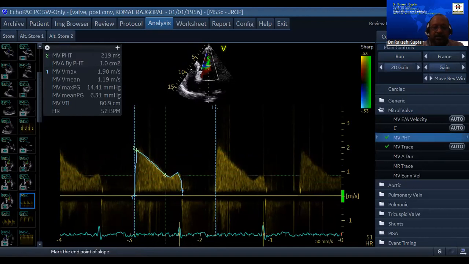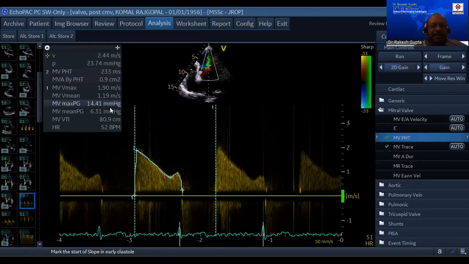So this is a correct measurement of mitral area by pressure half time, which is 0.9. I'll just show you our area by balloon, by planimeter. So look at our gradients. Mean gradient is 6. Anything at least 12 should be a very high gradient. So she's in progressive mitral stenosis.